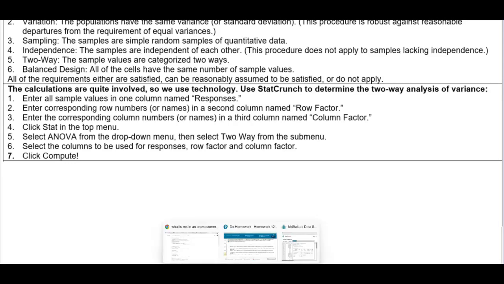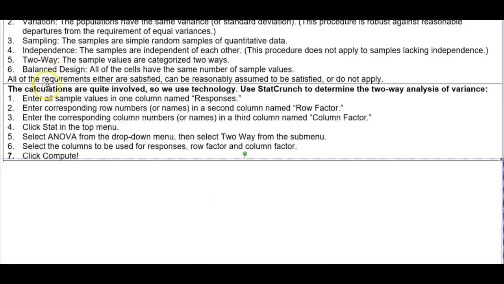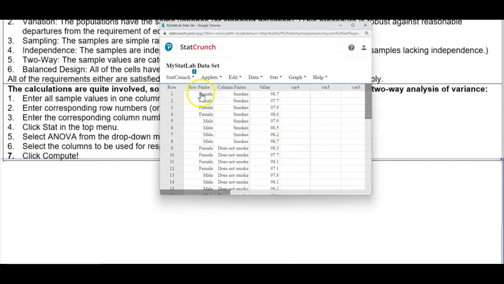So what I've done here is I've come into StatCrunch, and I've generated the information. So let's take a look. So here we have our row factor, we have our column factor. Now our value can be the same as the responses. So we can either say value or responses. So we put in our row factor, female smokes, there's a value, female smokes, there's the value, female smokes, and there's a value as we continue forward.